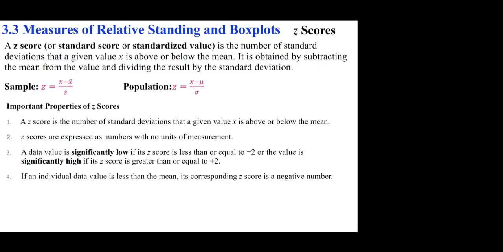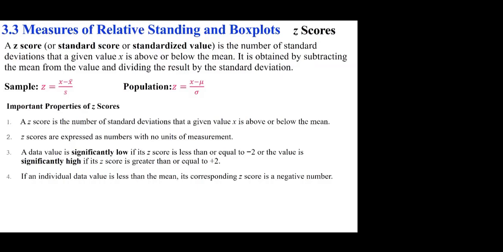The important properties of the z-scores. The z-score is the number of standard deviations that a given value x is above or below the mean. Z-scores are expressed as numbers with no units of measurement. A data value is significantly low if its z-score is less than or equal to -2, or significantly high if its z-score is greater than or equal to +2. If an individual data value is less than the mean, its corresponding z-score is a negative number. If your z-score is 0, that means your score is the same as the average in class. If your z-score is positive, that means above the average in class. If it's negative, it means below the average.